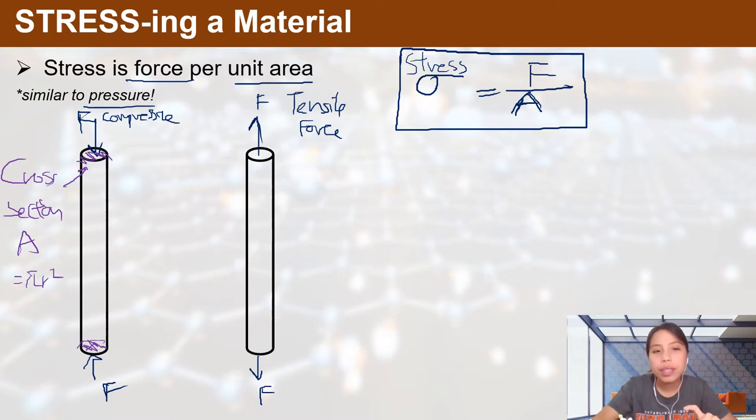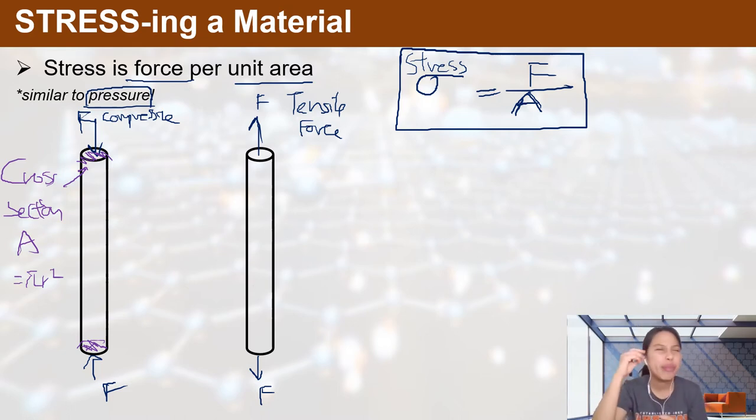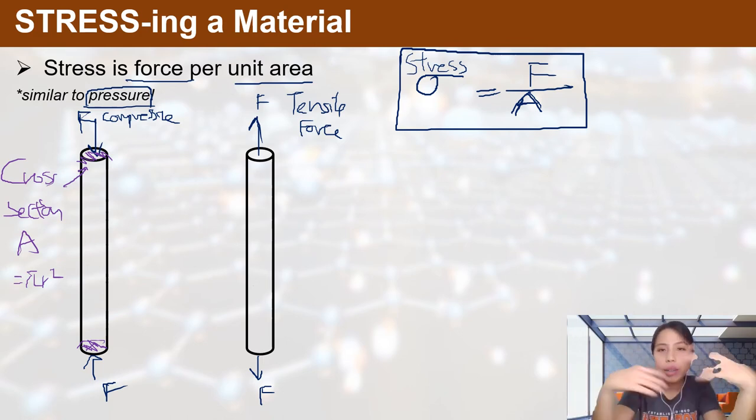So the similarity with pressure is that in the pressure chapter, we look at how you are pressing. So pressure is only for the compressive one. But now we want to include, what if it's a tensile force as well? We can't really call it pressure. We can call it tension, but then compression is something else. So let's call it stress. Standardized. Stress is that force, whether it's compression or tension, I don't care. The force divided by the area where this force is acting on.